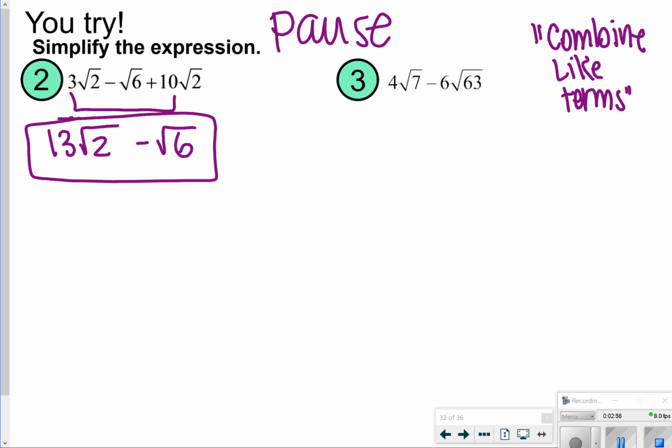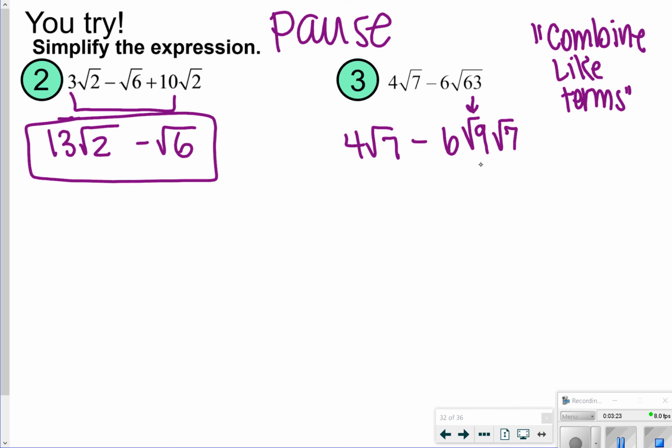For number 3, I don't have any matching square roots, so what I'm going to have to do is try to break one down if I can. And I can do that with the square root of 63. I can take the square root of 63 and make it a square root of 9 and a square root of 7. So I'm going to go and write that and bring everything else down. So 4 square root of 7 minus 6 square root of 9 square root of 7.